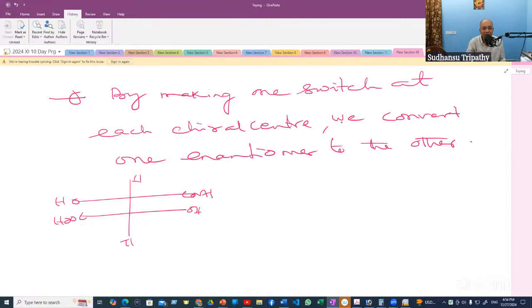So this is chiral, and if this is RR, how do we get its enantiomer? By making one switch at each chiral center. Any switch will do; you will have the same result. Left and right are exchanged, but with a caution that any switch will do.